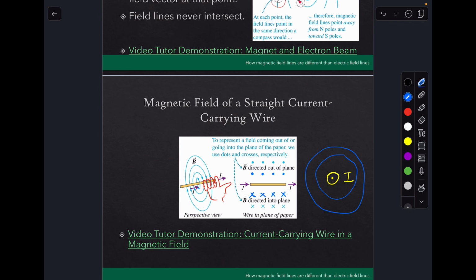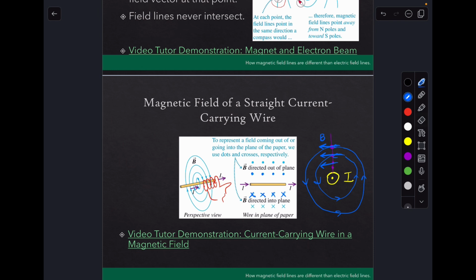Okay, and let's look at some important directions here, or some important positions around this wire. So directly above the wire, the magnetic field is pointing in what direction? It's going to be pointing to the left. You take the tangent of that circle there, B is going to be pointing to the left above the wire.